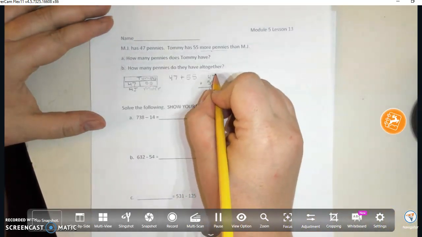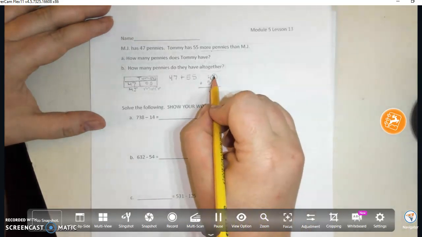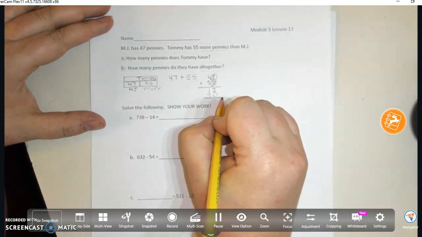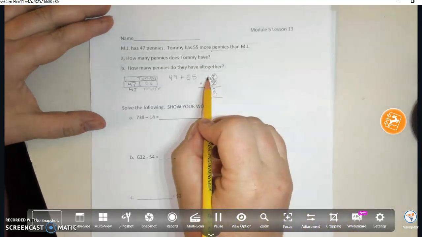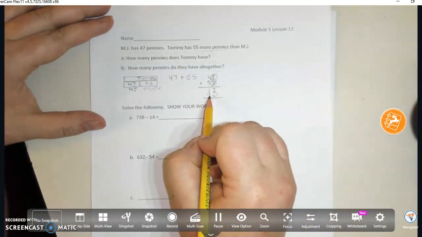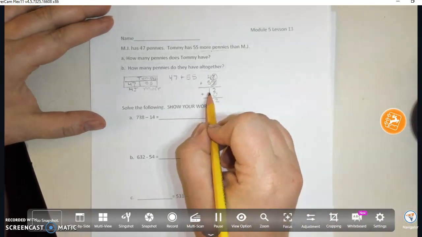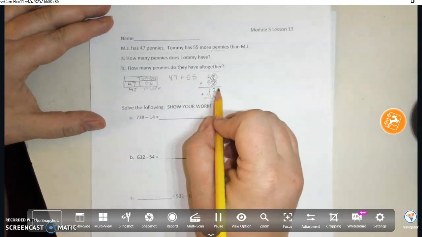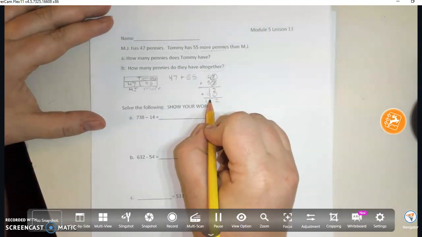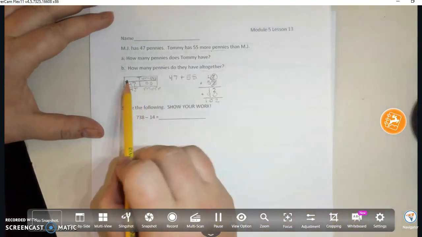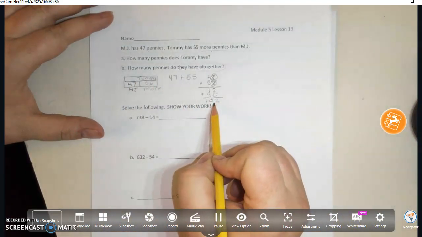Kill it, bury it, kill it, bury it. Now I have 40 plus 50. That's 90. 4 plus 4 is 8. 1 more is 9. 4 tens plus 5 tens is 9 tens. And then adding this together, I have a 2. And then 90 plus 10 is actually 100. 102. So I know that Tommy has 102.